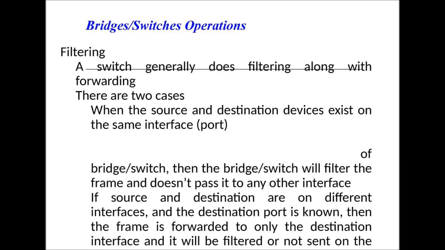Second case, if source and destination are on different interfaces and the destination port is known, then the frame is forwarded to only the destination interface and it will be filtered, or not sent, on the remaining interfaces. This is the second case: if the source belongs to a different interface and the destination belongs to a different interface, but the destination port is known, then the frame will be forwarded only to the intended destination.